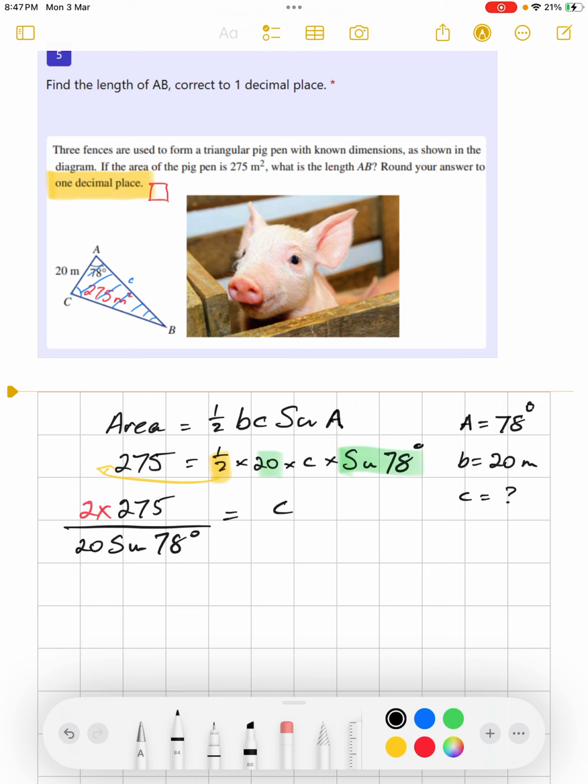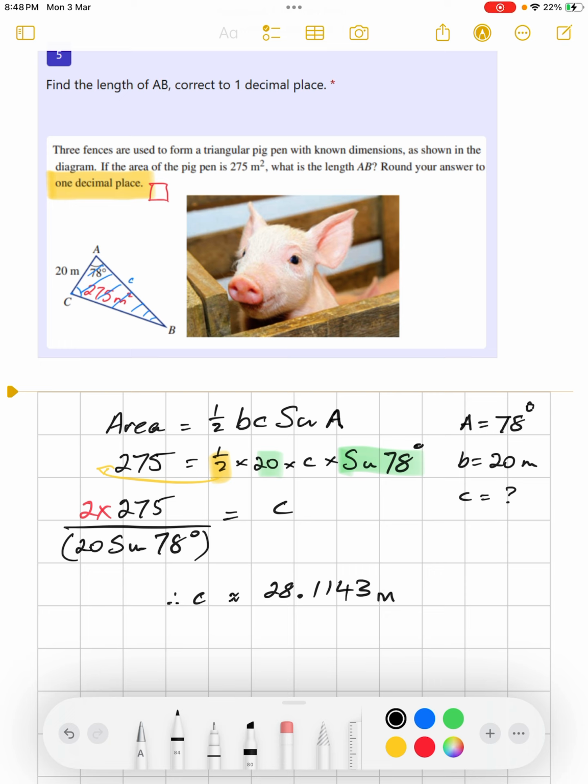And we've got C. So let's put that in our calculator, and we go 2 times 275, divide that by 20, and also divide by sine of 78. What you could do, just to be careful, is go 2 times 275, hit divide, and open the bracket, because we will group 20 times sine of 78 inside its own bracket. That way the calculator knows we're dividing by both of that. And we will get, therefore, C is approximately 28.1143. And we're talking meters.